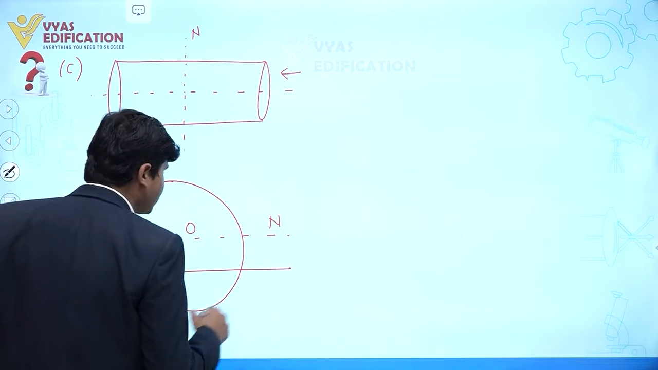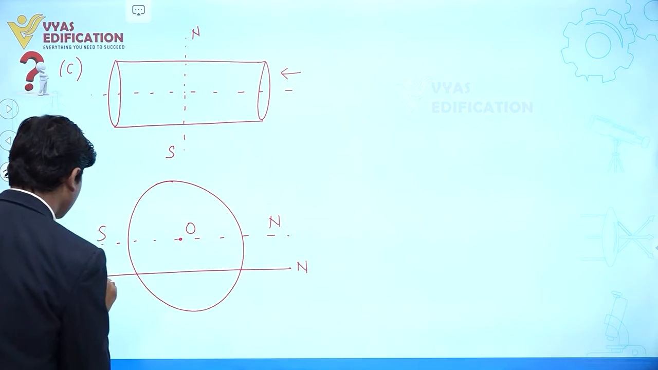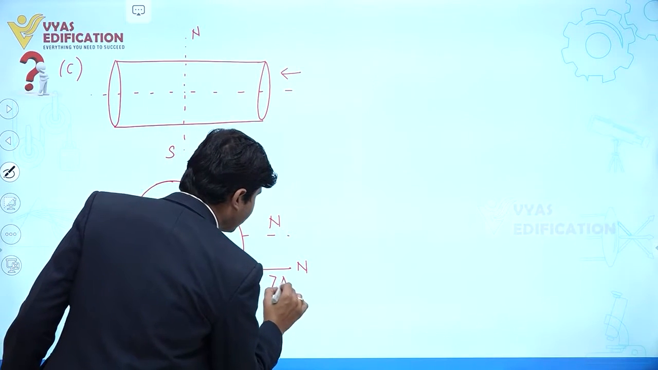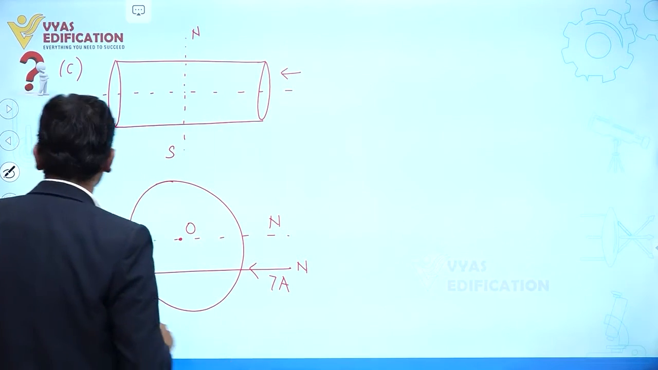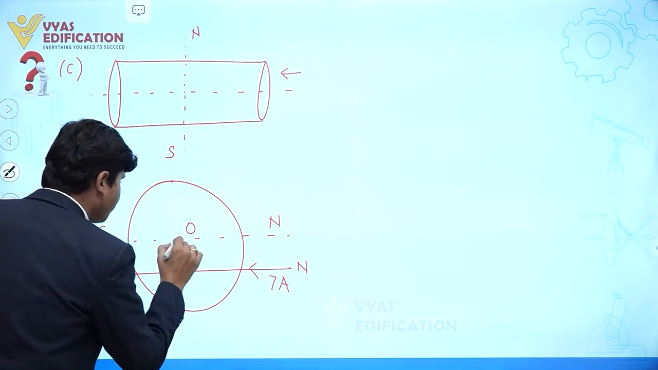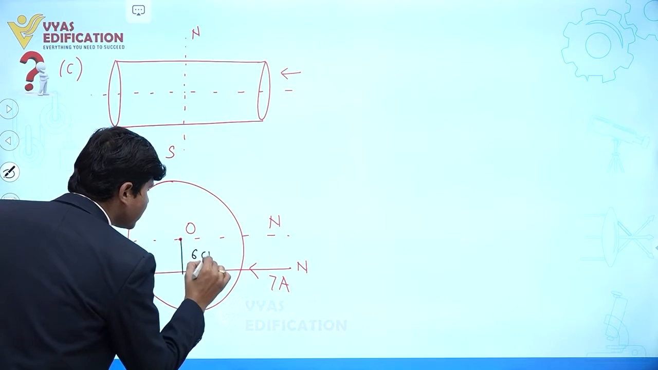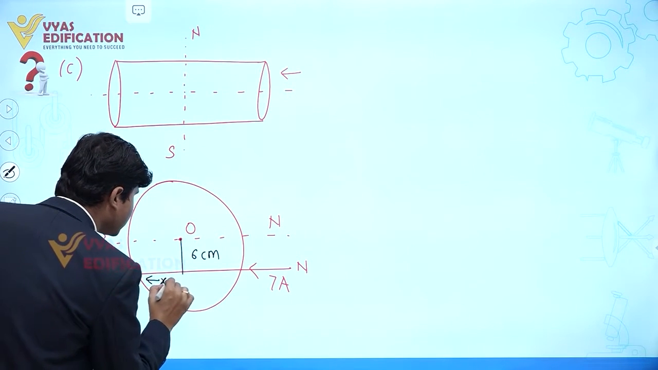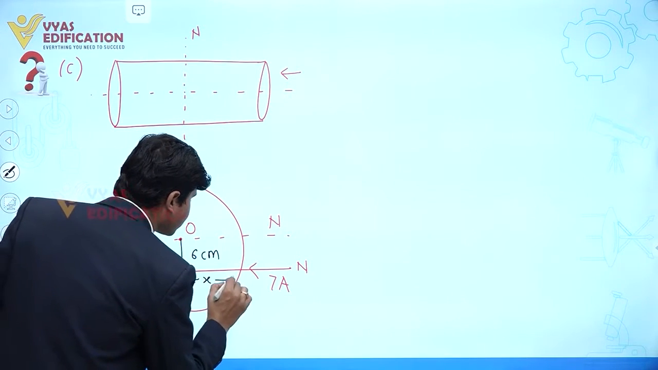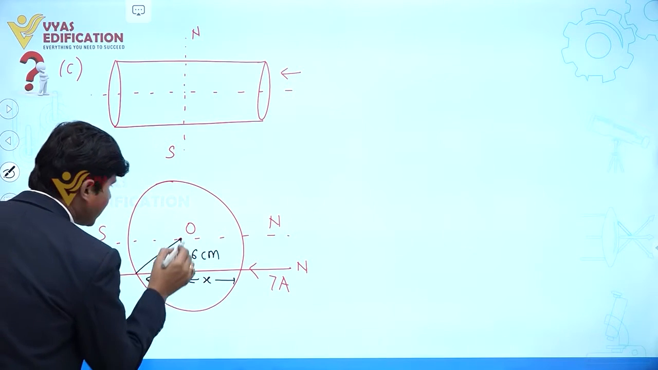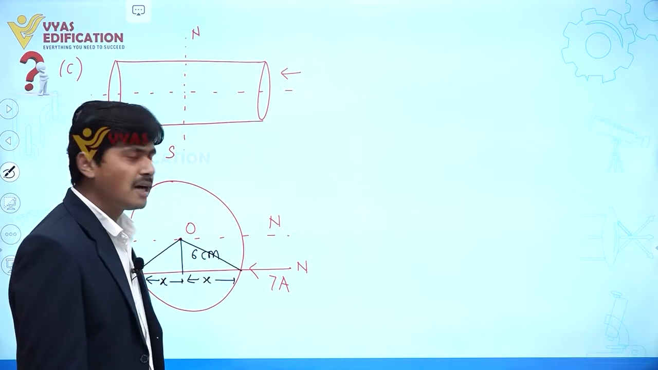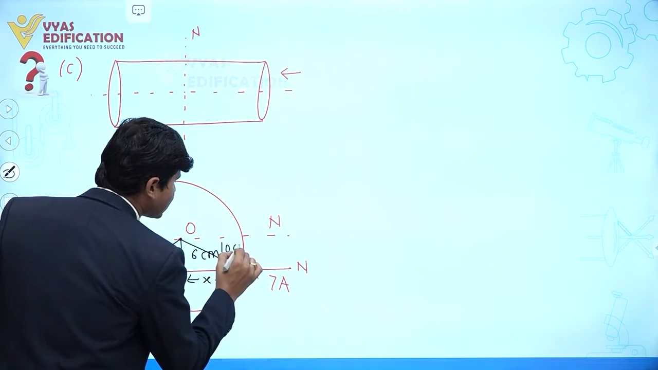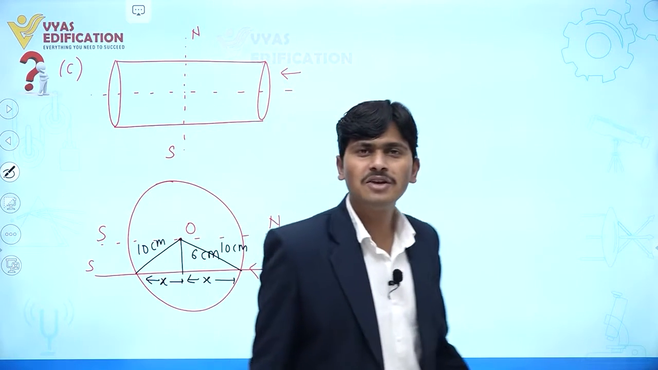Let's suppose this is north, this is south, and current is flowing in this direction. You know very well that it is 7 ampere. From here, this distance is given to you as 6 cm. I am assuming from here this distance is x, and definitely this one will also be x. Now if I join these two lines, this is equal to the radius, 10 centimeter. Can we calculate the value of x?